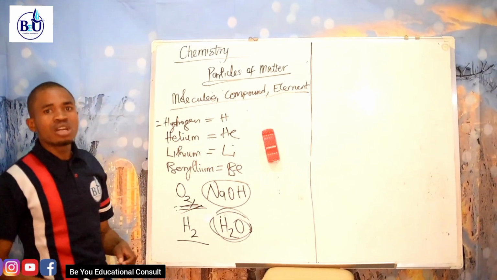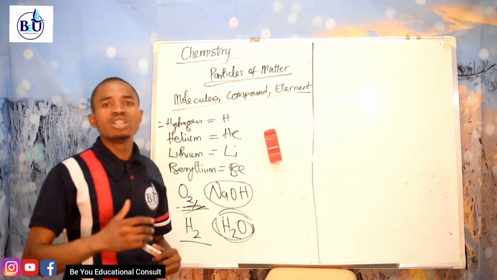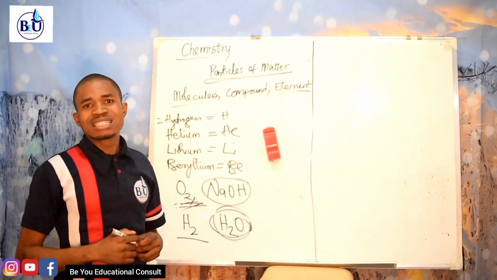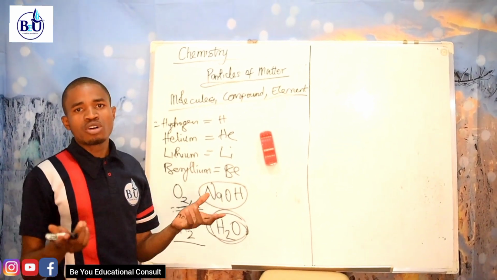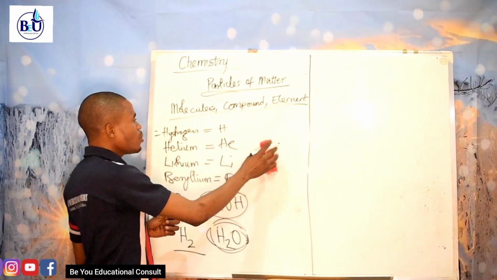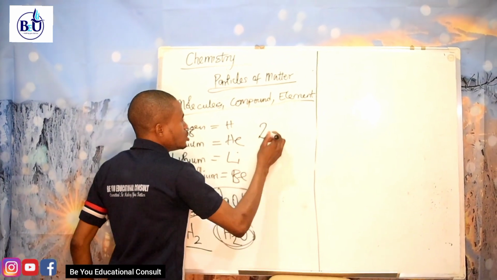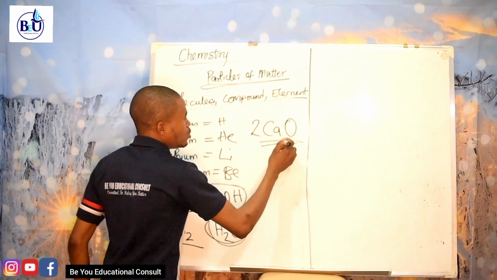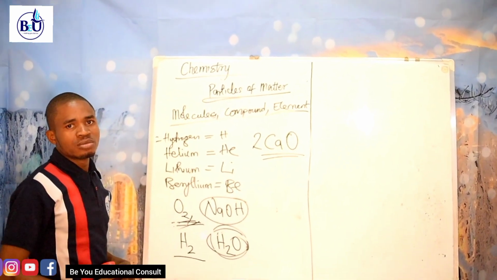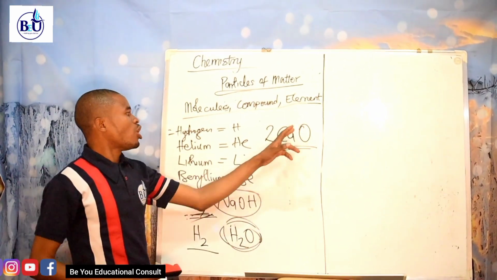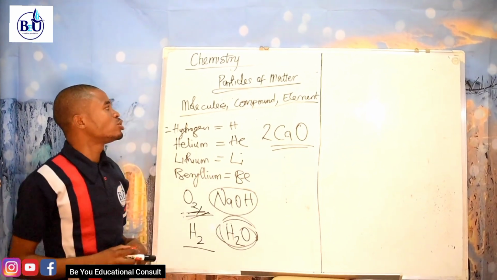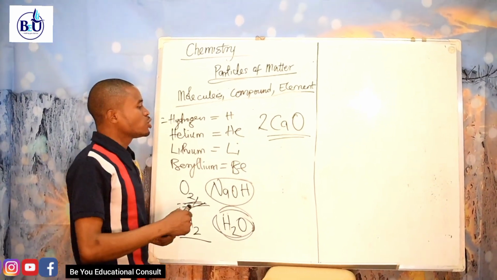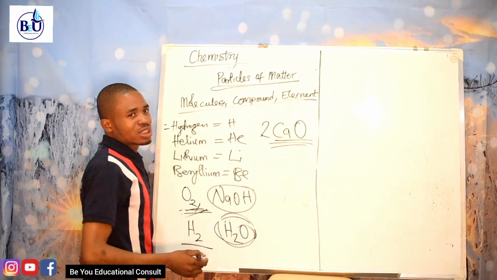Then what is a compound? A compound is the combination of two or more different elements that are chemically combined together. We call it a compound. You can have a compound like calcium oxide. This is a compound: two different elements combining together to form one entity. We call this calcium oxide.